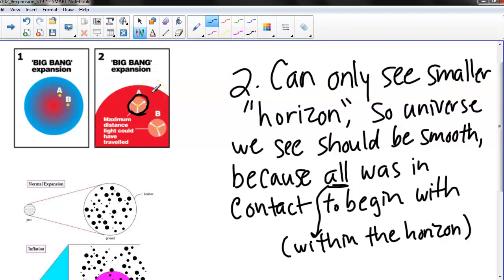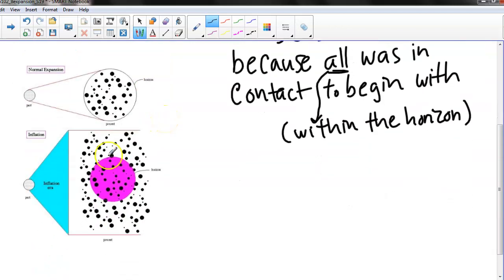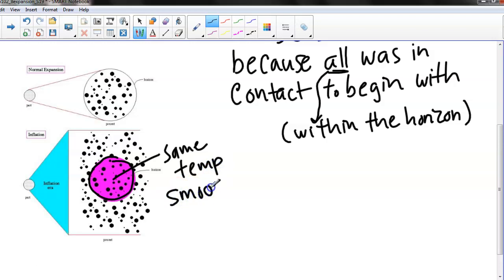Everything used to be in contact. We don't have to worry about B over here. It can be different than A. We're just worried about what we can see. Here's this picture again, right? Here is our horizon. Everything here is the same temperature, just like we see with the CMB, and it is very, very smooth. But there exists this other part that inflated so big, light hasn't had time to get to us yet. Weird, okay? The universe is bigger than we can see.